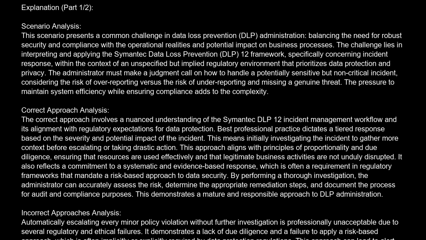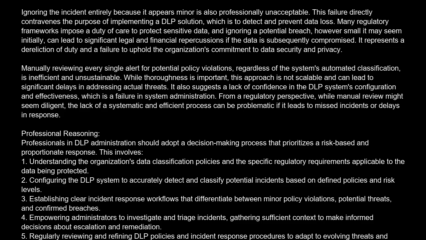Incorrect approaches analysis. Automatically escalating every minor policy violation without further investigation is professionally unacceptable due to several regulatory and ethical failures. It demonstrates a lack of due diligence and a failure to apply a risk-based approach, which is often implicitly or explicitly required by data protection regulations. This approach can lead to alert fatigue, where genuine critical incidents are overlooked amidst a flood of false positives. It also risks alienating users and disrupting legitimate business operations, potentially leading to complaints and undermining trust in the DLP system. Ethically, it can be seen as an overreach of monitoring capabilities without sufficient justification.